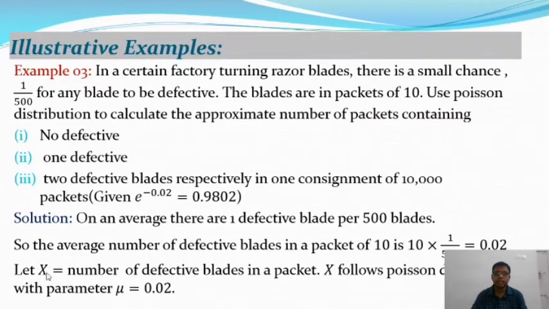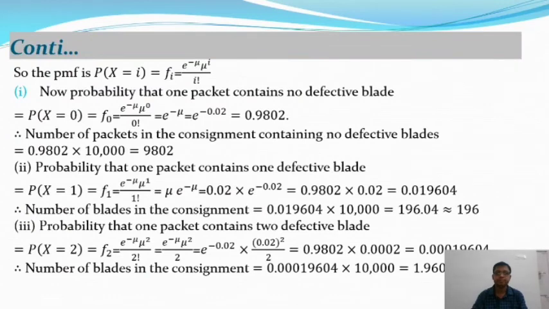Let capital X be the number of defective blades in a packet. It follows the Poisson distribution with parameter mu equal to 0.02. That means mu is lambda into t, where lambda is equal to 1 by 500 and t is equal to 10. After calculating this, we get the parameter mu of the Poisson distribution as 0.02. From the probability mass function of a Poisson distribution, it gives e to the power minus mu into mu to the power i by factorial i.